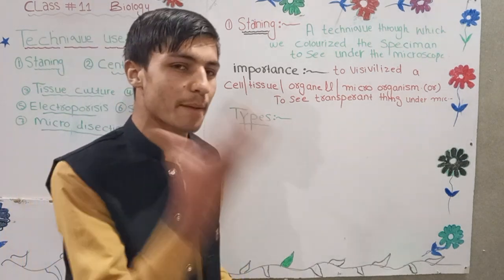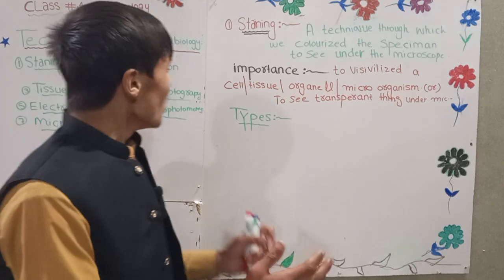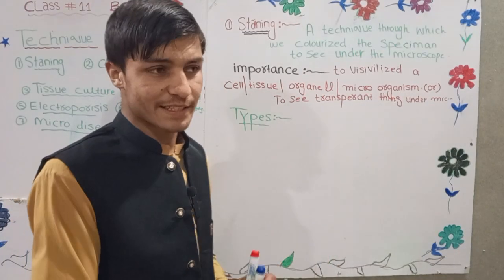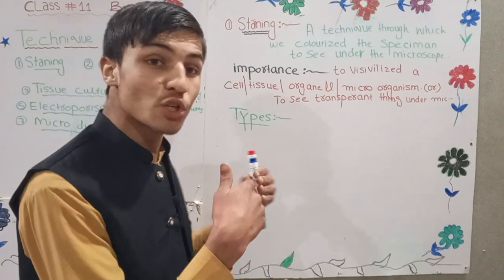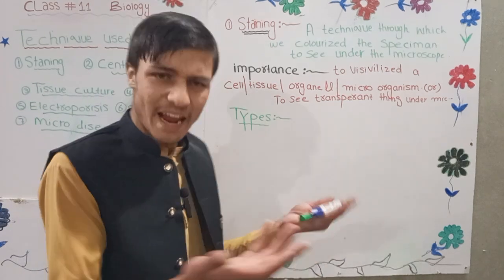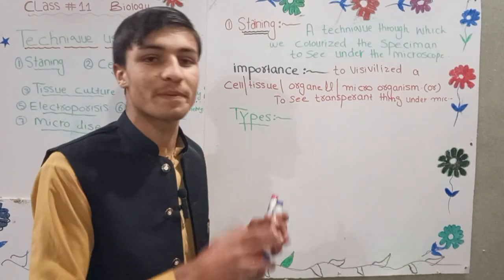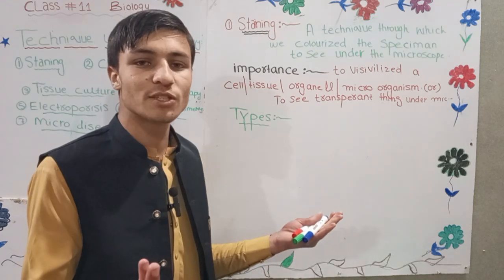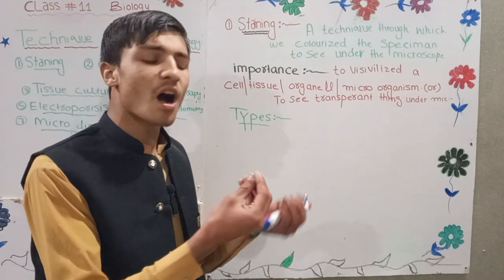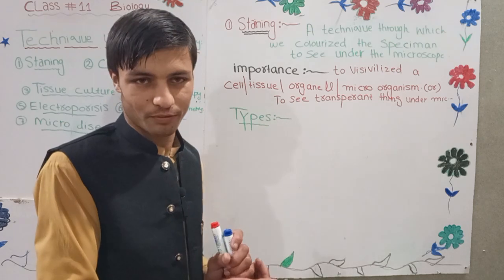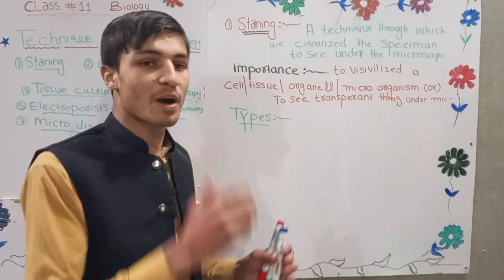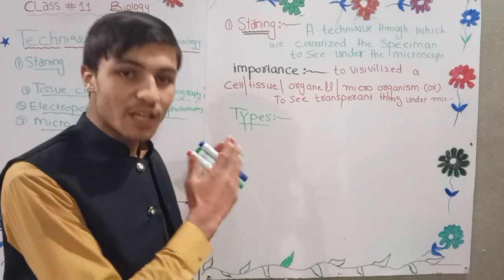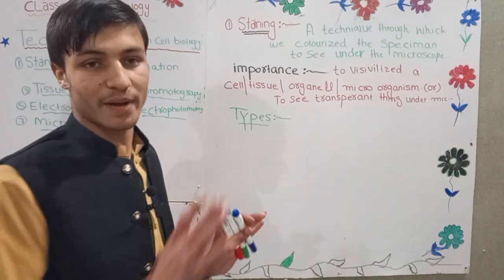The cell is the building block of our life. So if we want to see the cell, or the organelles inside the cell, we must use some technique for that. A microscope is an instrument with which we are able to see, but some cells and organelles are transparent, and we cannot see those transparent things under the microscope because the light passes directly through. So we use some techniques to see those objects under the microscope.